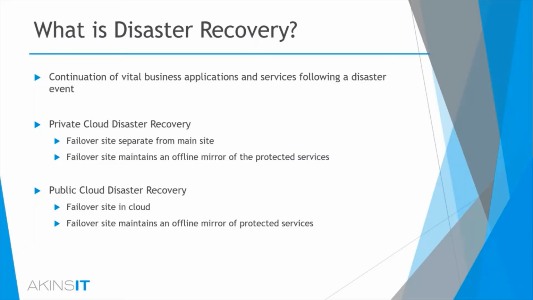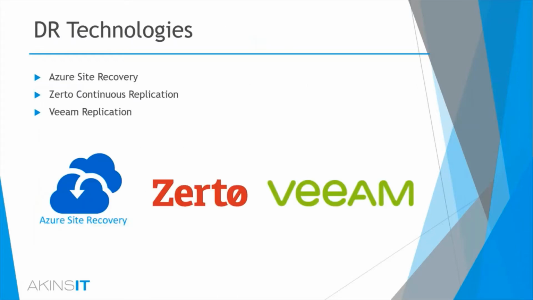With private cloud disaster recovery and public cloud disaster recovery, your failover or disaster recovery agent is going to maintain an offline mirror of your protected services. The difference being that your private cloud disaster recovery is going to be a site that you manage the infrastructure for, but is separate from your main production site. With public cloud disaster recovery, that failover site, that offline mirror exists in the cloud. Today, we're going to be talking about Azure Site Recovery, Zerto Continuous Replication, and Veeam Replication.